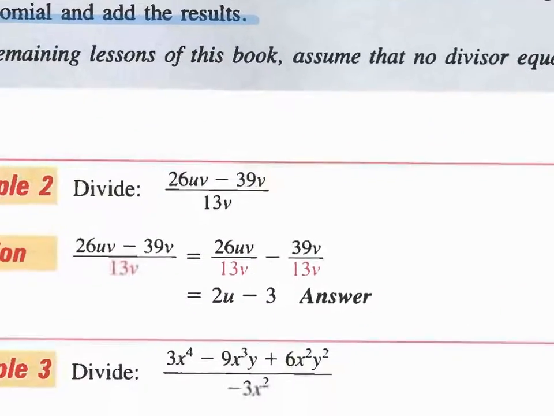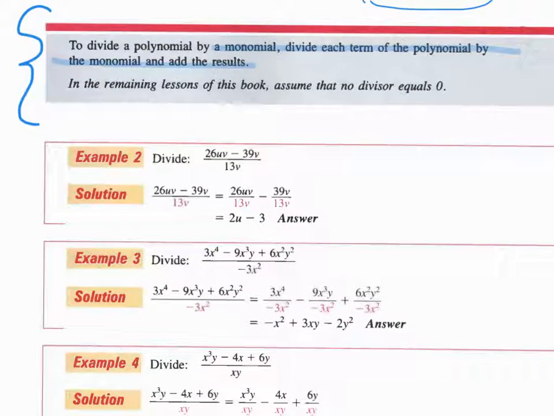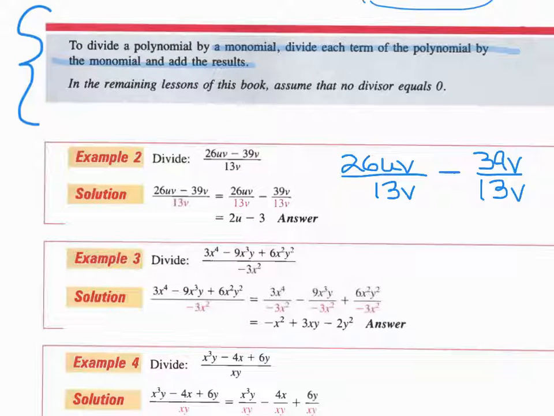Let's look at another example. So here, 26uv divided by 13v. I'm writing it underneath each one. And then the subtraction sign that's in between the 26 and the 39, I'm going to put it there in between the two fractions. And now I'm going to do two different division problems.